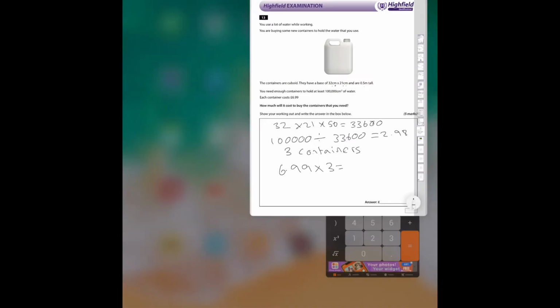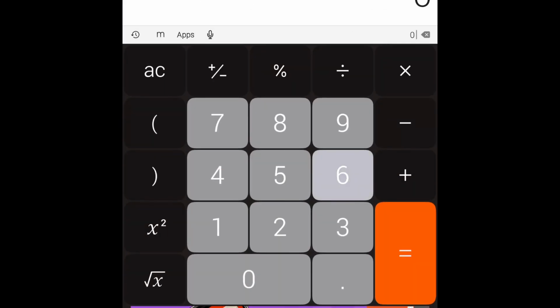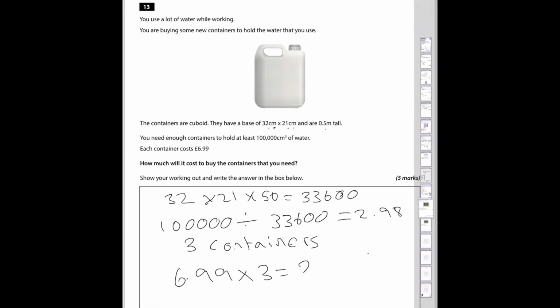Then we need to work out the cost. $6.99 times 3 is $20.97. So the cost is $20.97 because you need to buy 3 containers. We've worked out the volume of that one, we've worked out how many will go into that 100,000, so we know we need 3 containers and we know the cost. It's all about breaking it down into stages.